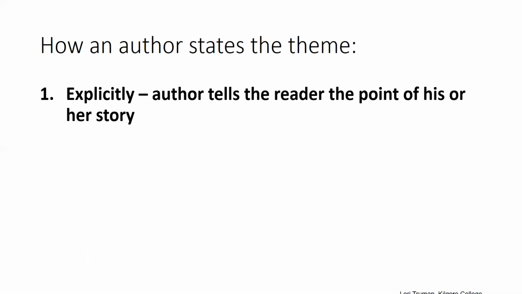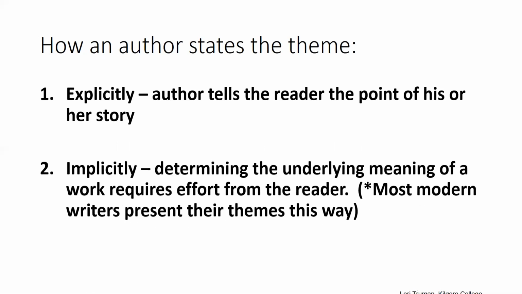There are two ways that an author can state the theme. One is explicitly, which is very rare, where the author comes right out and tells the audience what he or she was trying to say. I can think of one short story author named O. Henry who would do that in his stories. He would almost stop his story and speak directly to the audience or the reader and come right out and say, this is what I wanted my story to say.